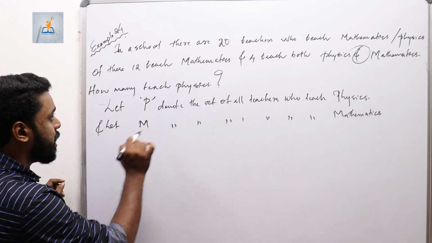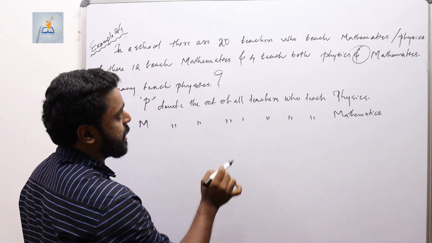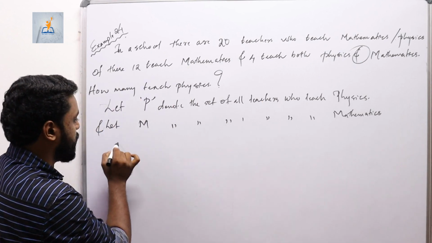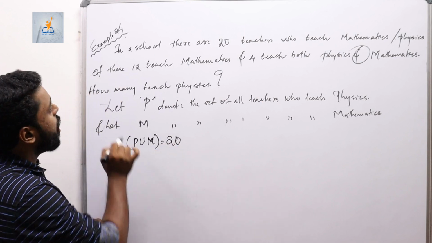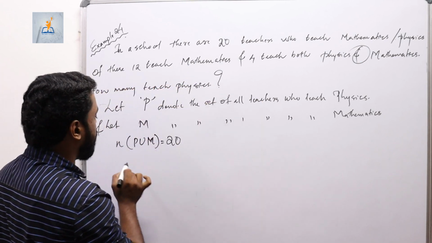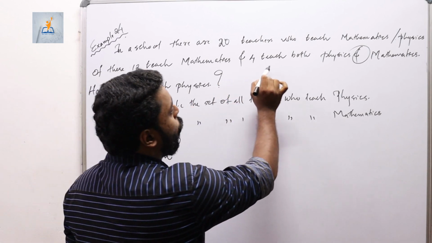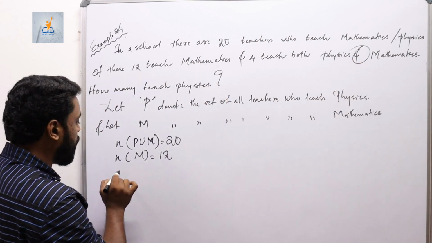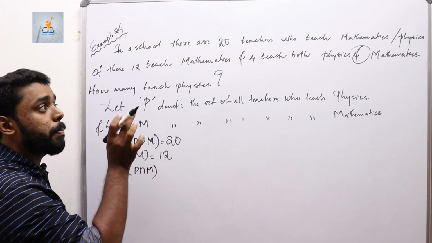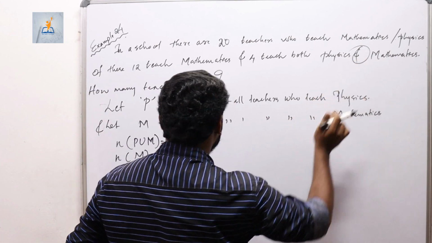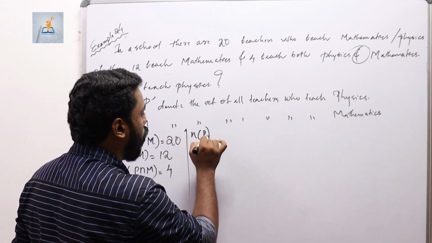Now in that context, we can read the question as: in a school there are 20 teachers who teach mathematics or physics, which means that n of P union M will be 20. Of these, 12 teach mathematics, which means that n of M is equal to 12. And 4 teach both physics and mathematics, then we have n of P intersection M, which will be 4. Therefore, we are asked to find n of P, isn't it?